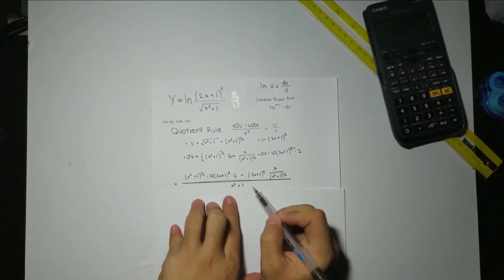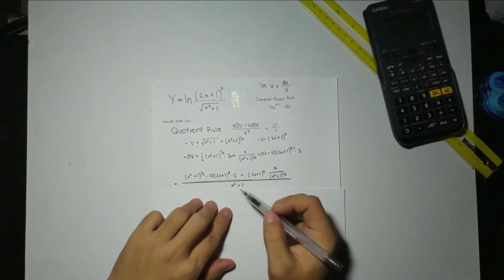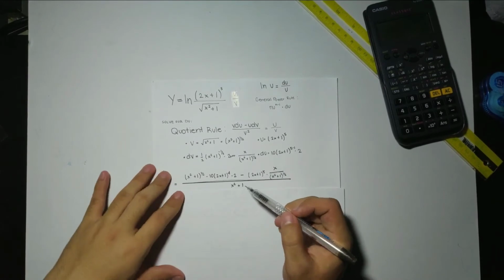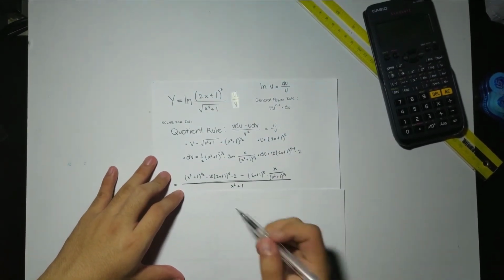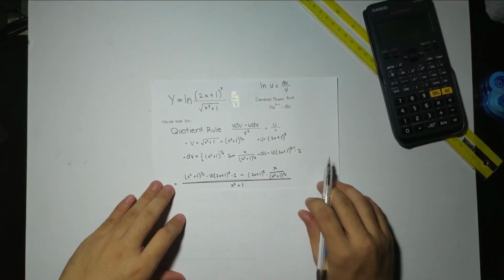which is x squared plus 1. Where did we get x squared plus 1? As we know, if we square a square root, we would cancel the square root. And that is where x squared plus 1 came from.